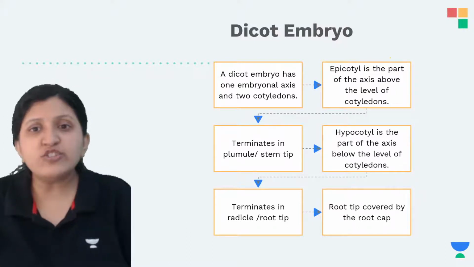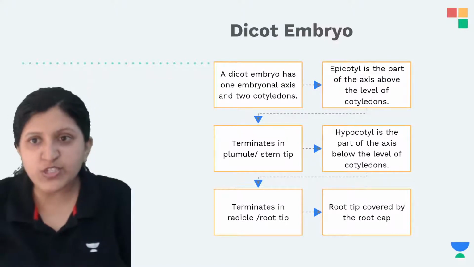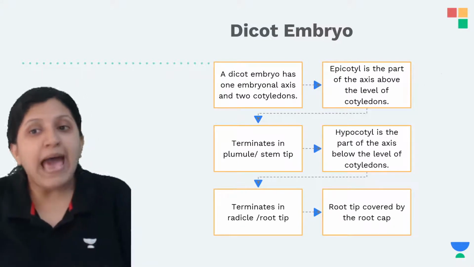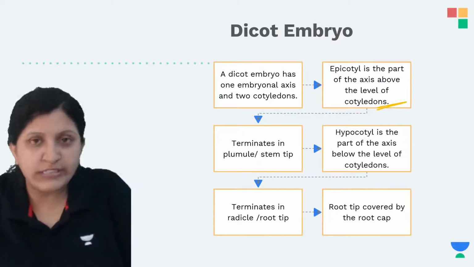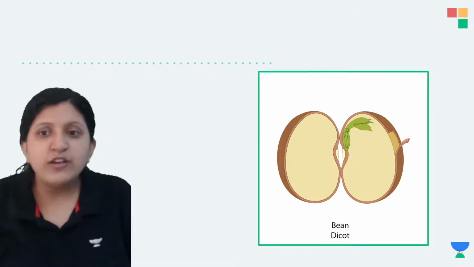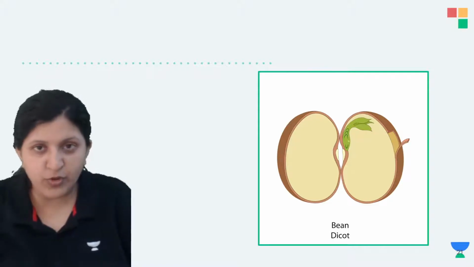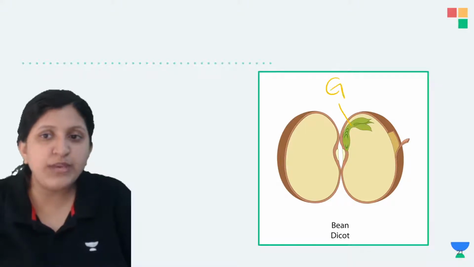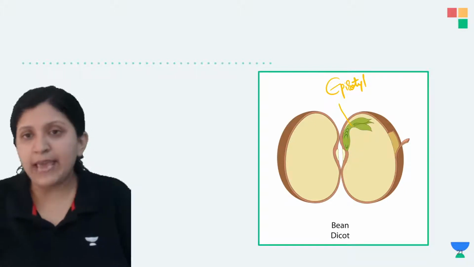Alright. So the dicot embryo has one embryonal axis, and two cotyledons will be there. So there is an epicotyle, which I told you, is basically the part of the axis above the level of the cotyledons. So in the previous one here also, you can see this part above the level of a cotyledon. So there you can find the epicotyle region. So this one is the epicotyle region.